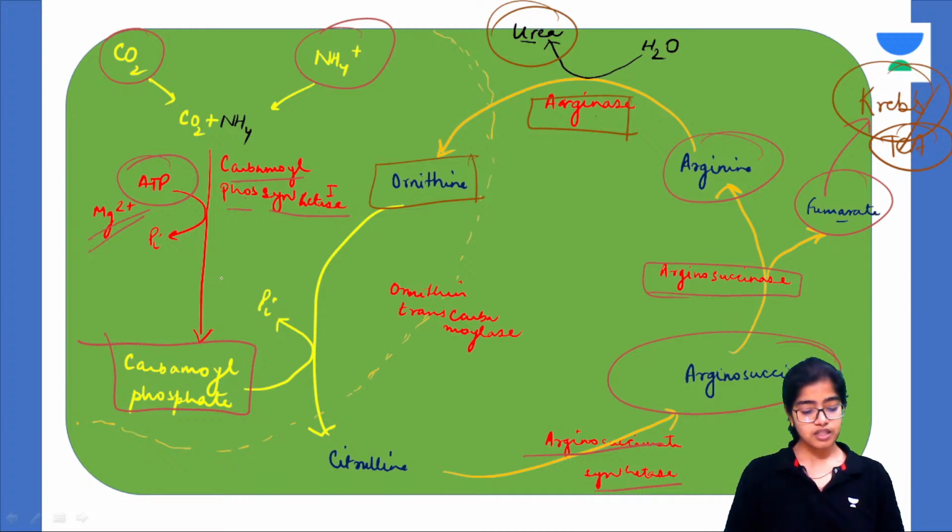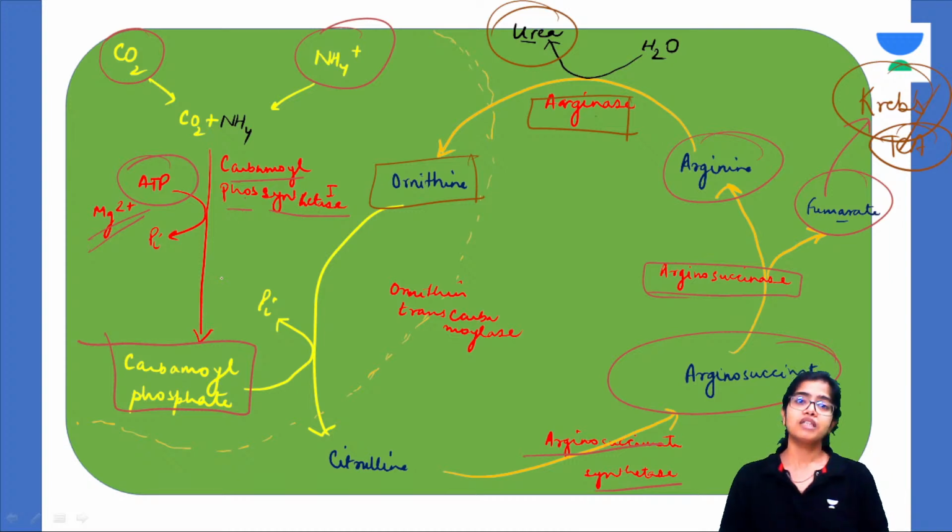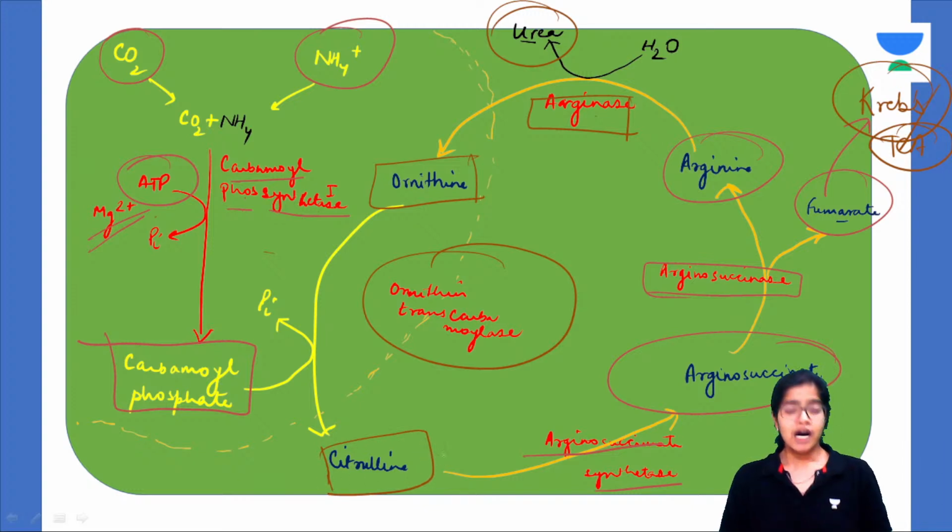How is it starting? The first step is the carbamoyl phosphate synthetase 1 enzyme, which is going to convert carbon dioxide and ammonium into carbamoyl phosphate, and then this carbamoyl phosphate is going to drive the conversion of ornithine to citrulline. And what is the enzyme? It is ornithine transcarbamylase. Now this citrulline will leave the mitochondria and enter the cytosol.